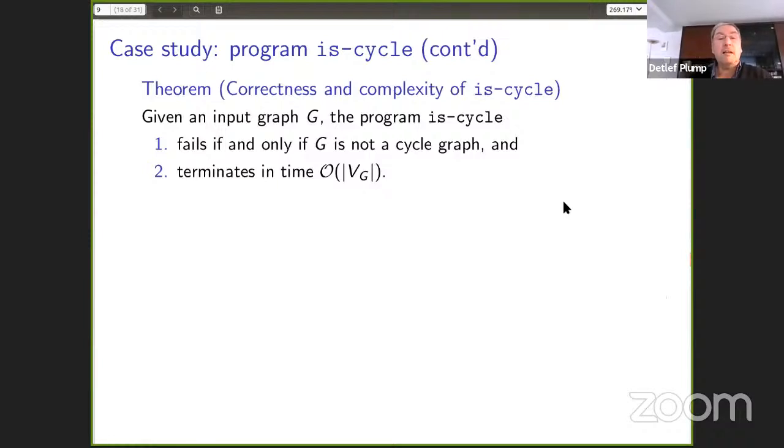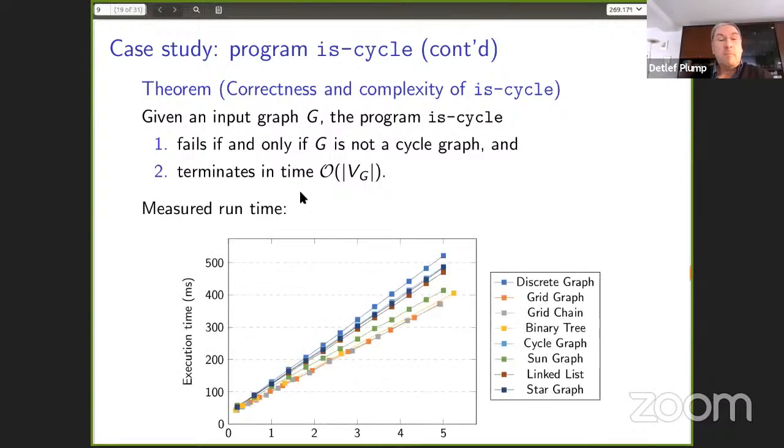So to summarize this discussion of this is-cycle program, the rooted program: given any input graph G, as I said, any graph, whatever shape, all gray nodes, it will fail if and only if G is not a cycle graph. That is the correctness. And we can show, as I tried to indicate, that this indeed terminates in linear time, to be more precise, linear in the number of nodes of the input graph. And this is, of course, what we would like to have. So we have a real linear time recognition algorithm here. We have proved the complexity claim here as well.